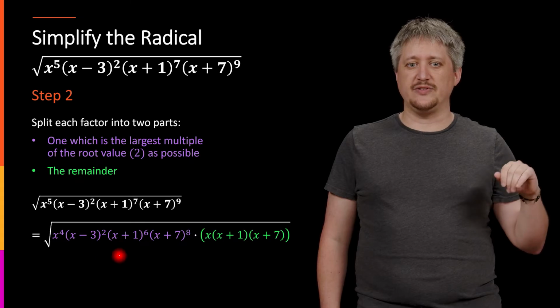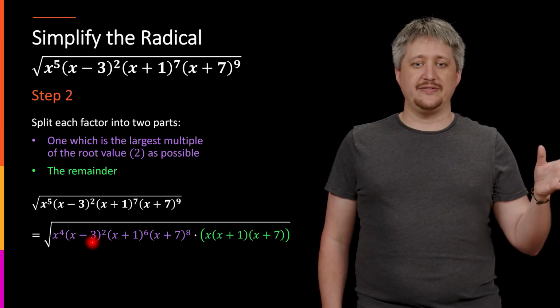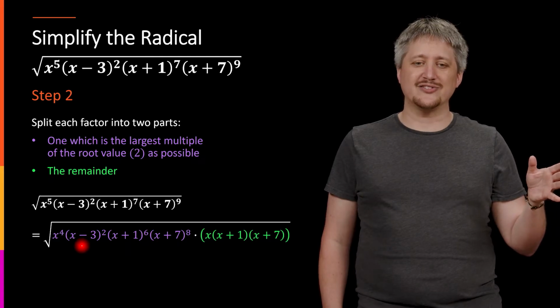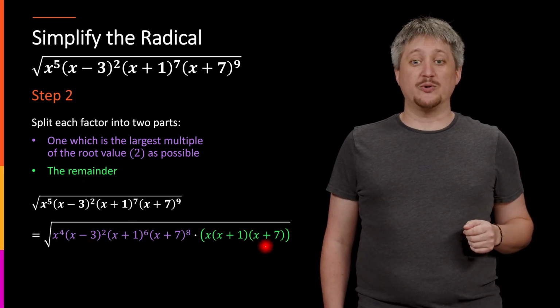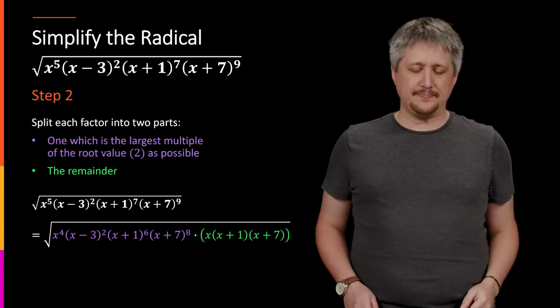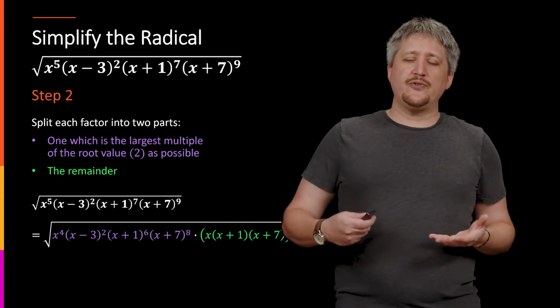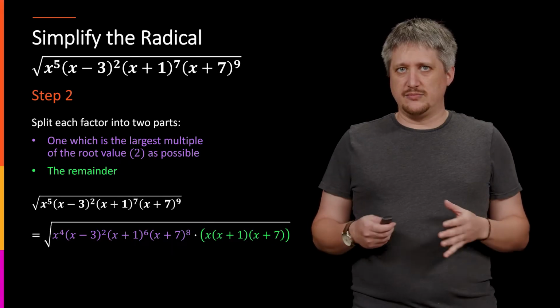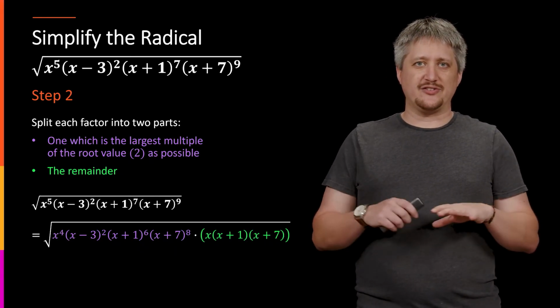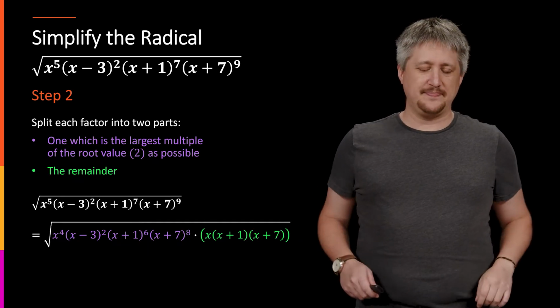And we do that for each of these. So x minus 3 squared is itself the largest multiple of 2 power, and there's no remainder because I used them all, so it's not over here in the green. Go through each of them. So far, it's the same as the odd radical situation. It's the same process so far.